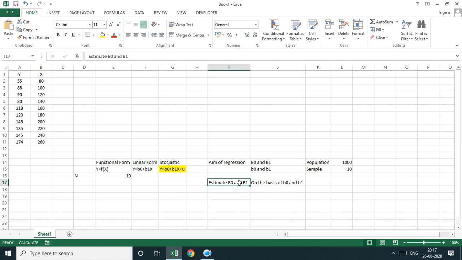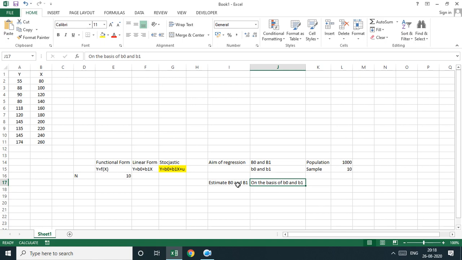But we are not able to do that because we don't have that much data. We have only 10 observations, so we can only estimate the small beta 0 and small beta 1, and on the basis of these, we will infer what the population parameters are. On the basis of the statistic, we are inferring the parameter. Is it okay? So that is the aim of the regression.